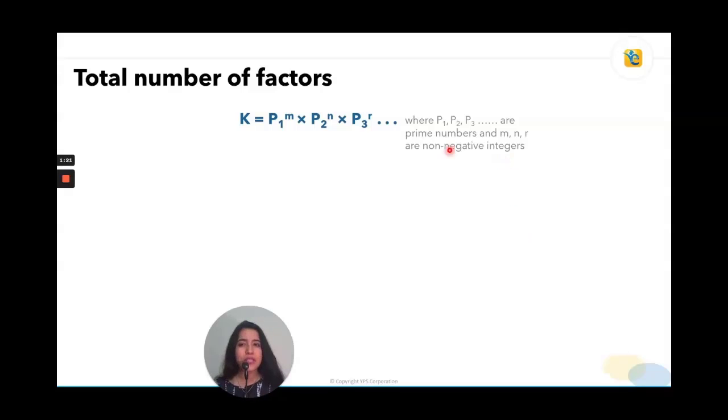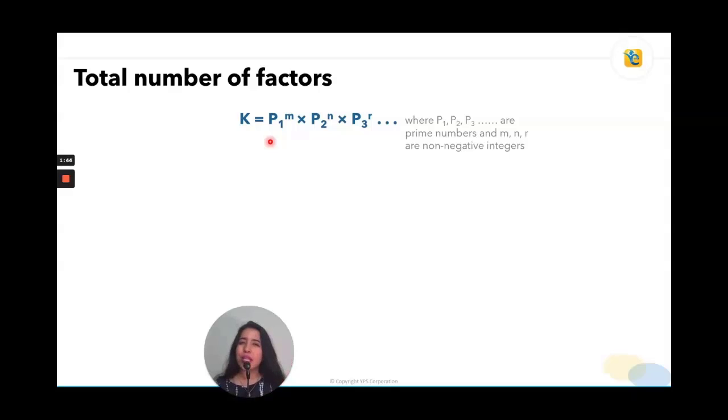Now what I want is not the number of prime factors, because the prime factors would just be what? p1, p2, p3. I just have to count which ones I have. But here I want the total number of factors, not just prime. So for example, the number 10, I have to count 1, 2, 5, 10, not just 2 and 5. So that is what we have to do here.